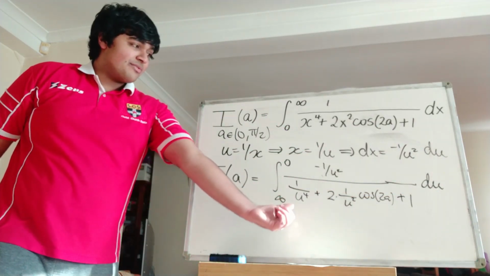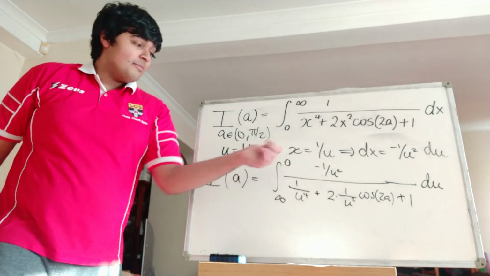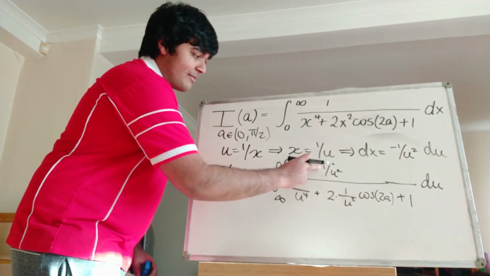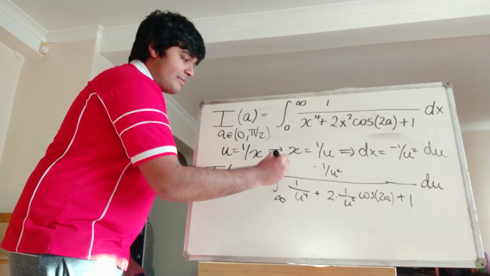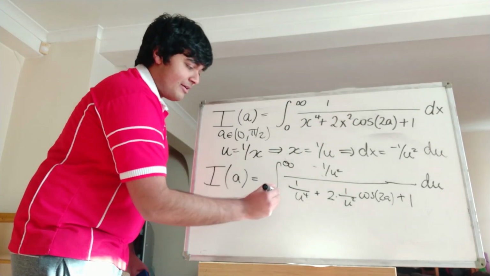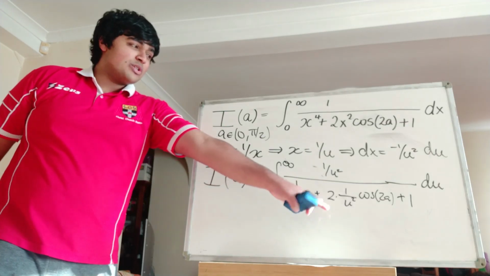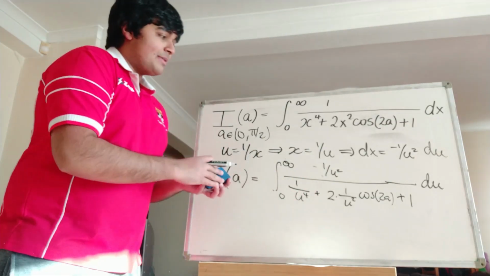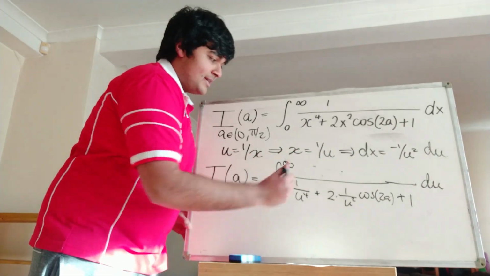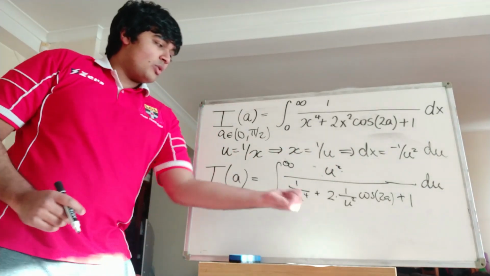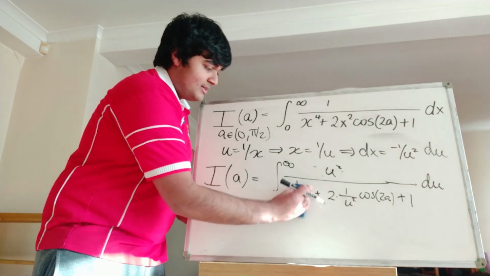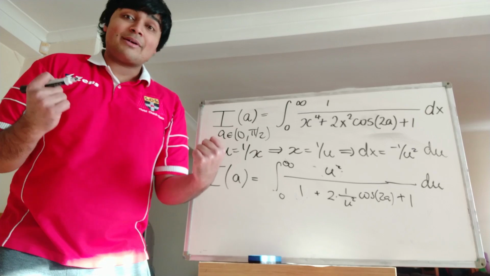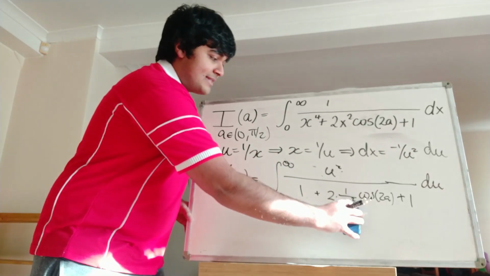Now firstly notice this minus sign here means I can swap the limits of integration. So let's do that first, get rid of that minus sign. The top limit becomes infinity, and the bottom one becomes 0. Lovely. Now what I want to do is multiply the top and the bottom by u to the 4. So the top becomes u squared, and the bottom, 1 over u to the 4 times u to the 4 is just 1. 2 times 1 over u squared times cos 2a, multiplied by u to the 4, is just going to swap this thing here for a u squared.